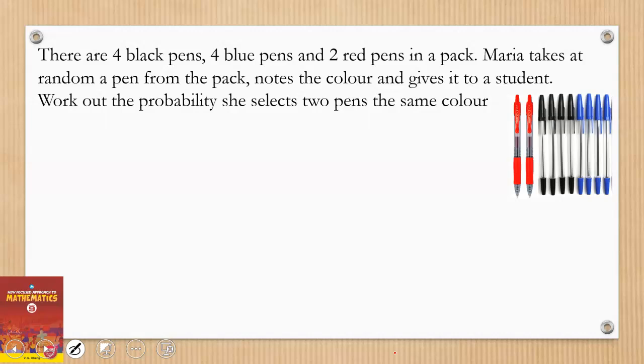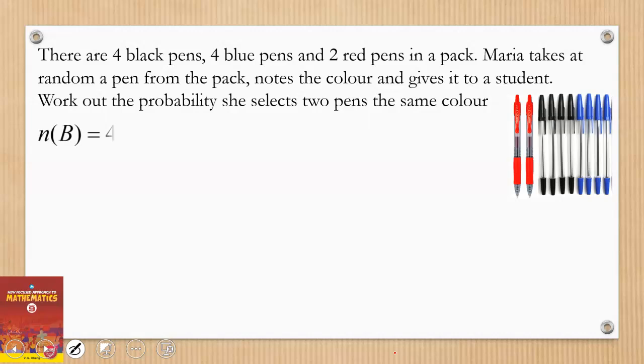There are 4 black pens, 4 blue pens and 2 red pens in the pack. Maria takes at random a pen from the pack, notes the color and gives it to a student. Work out the probability she selects 2 pens of the same color.